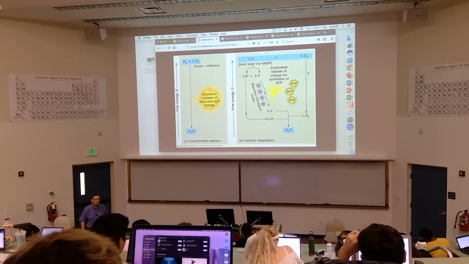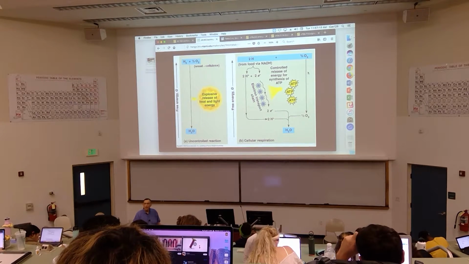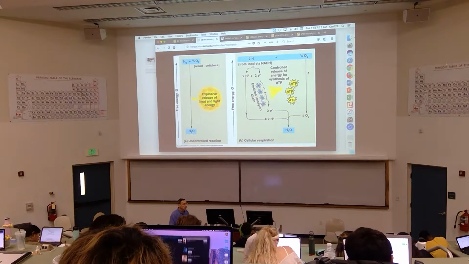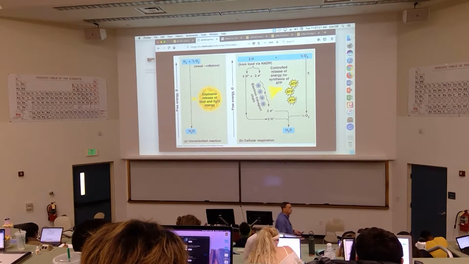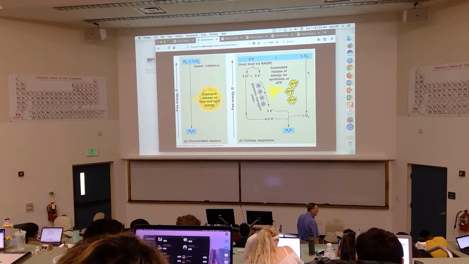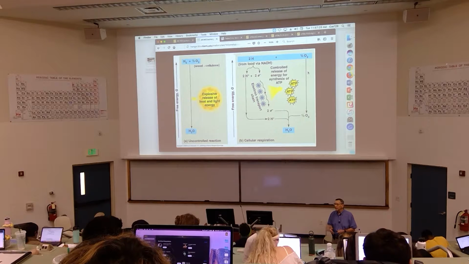What is wood? Wood is polymers of cellulose. Polymers of glucose, the same as starch, same as amylose, glycogen, it's all the same. The difference is that here, I'm releasing massive amounts of heat all at once. I'm not conserving any of the energy at all.